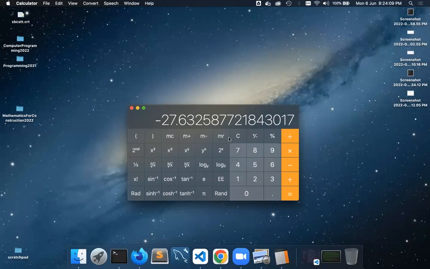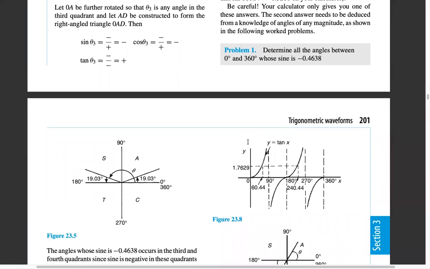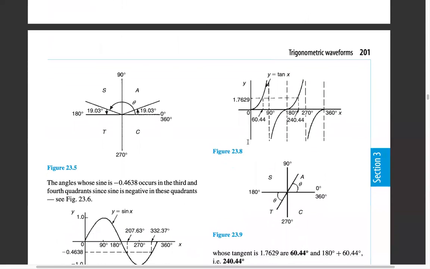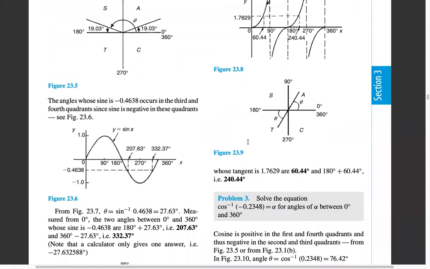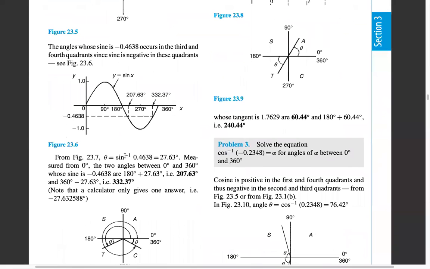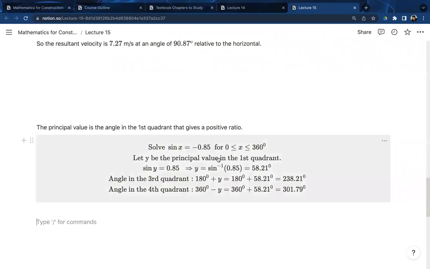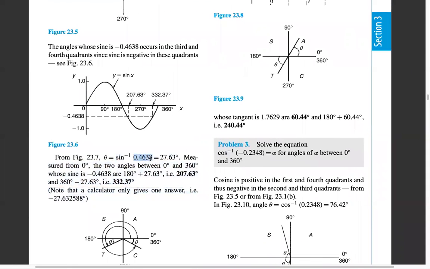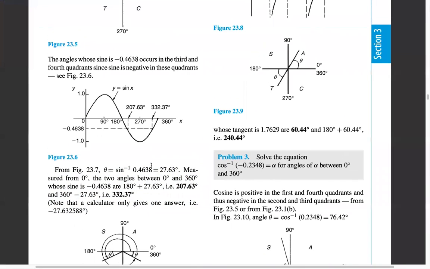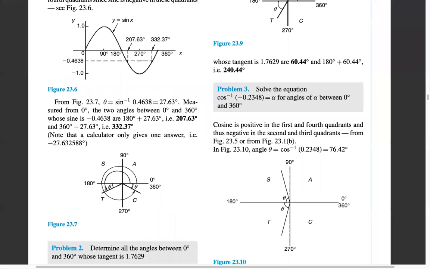You see 27.63, right? See here, sine inverse. I'll take the positive ratio, which is positive 0.4638. Find the sine inverse of that. You'll get an acute angle in the first quadrant. That's our first quadrant angle, right? The negative sign is in the third and the fourth quadrant.